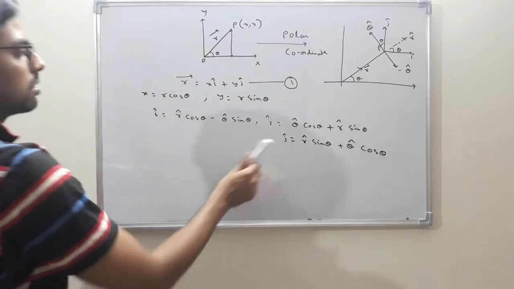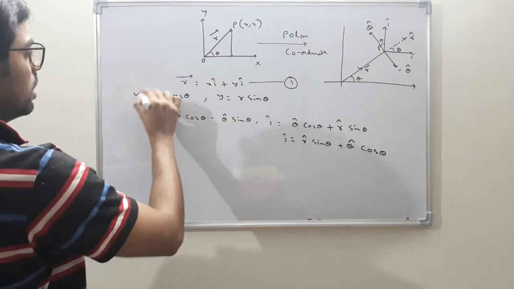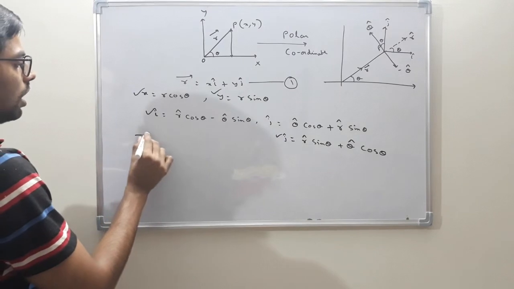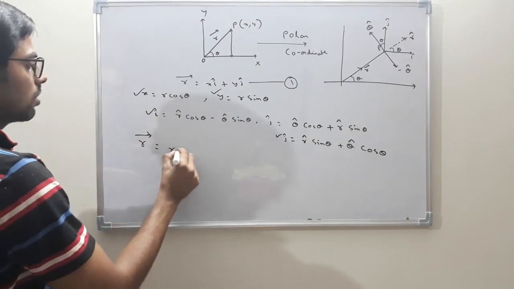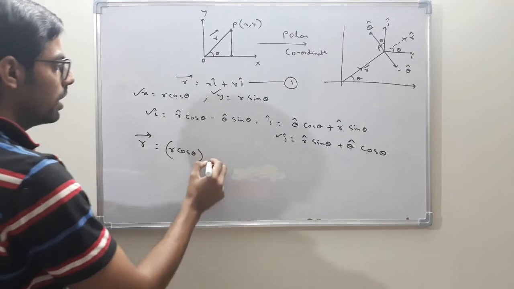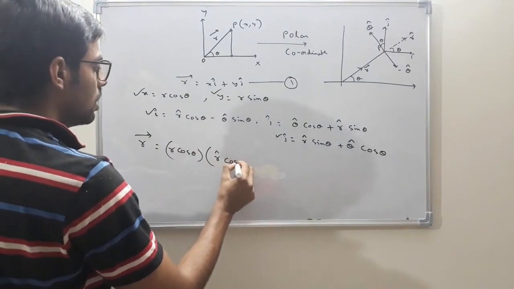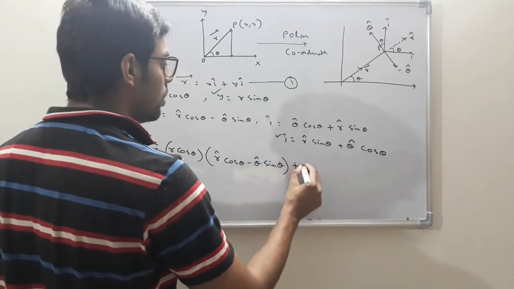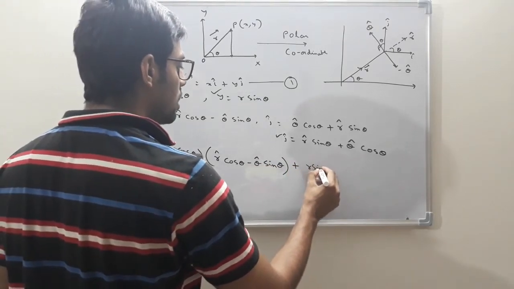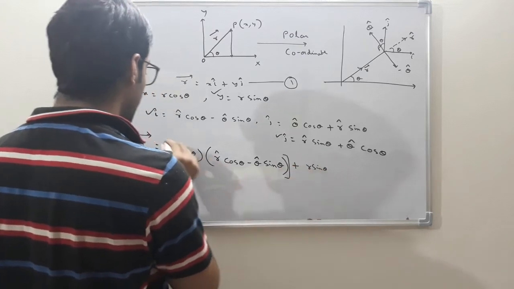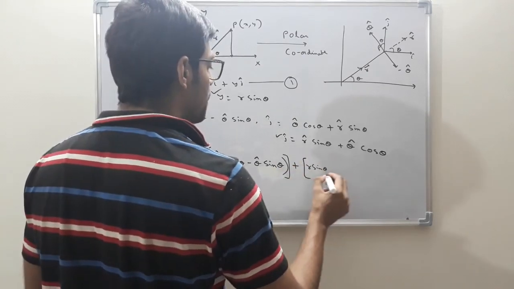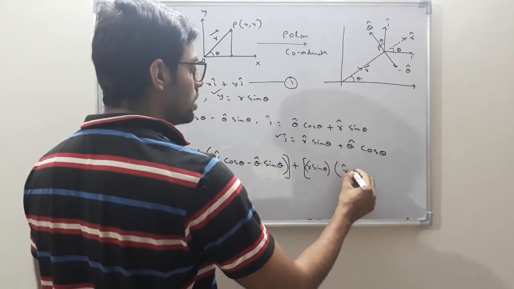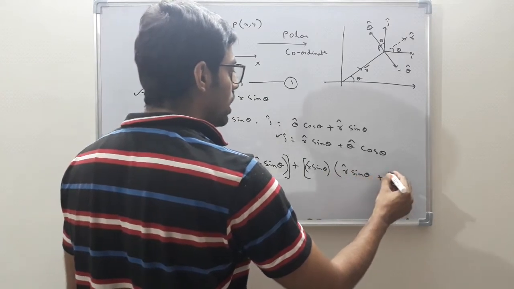So it is our basic equation 1. We have derived these relations. Now put the values of x, y, i hat and j hat in this equation 1. What do you get? r vector equal to x, meaning r cos theta, into i hat. i hat is r hat cos theta minus theta hat sin theta, plus y, which is r sin theta, into j hat. j hat is r hat sin theta plus theta hat cos theta.